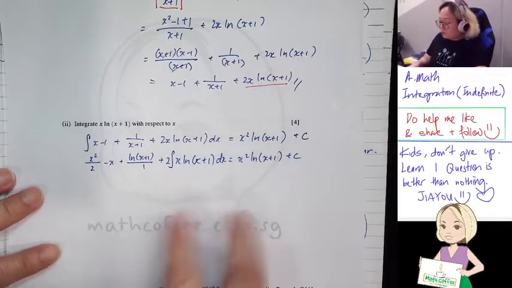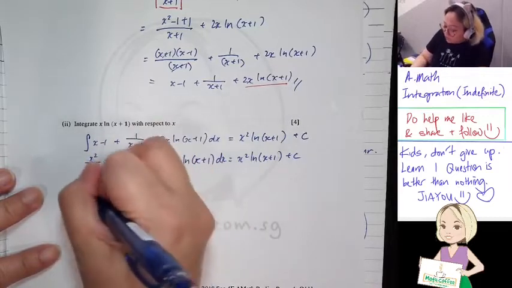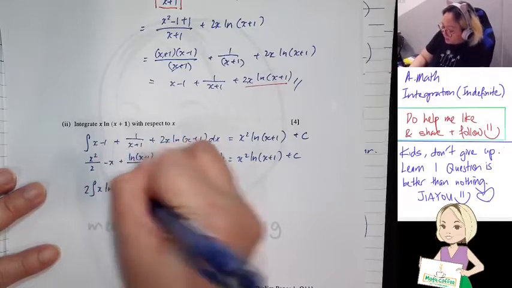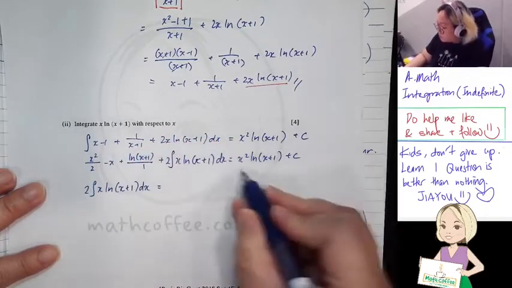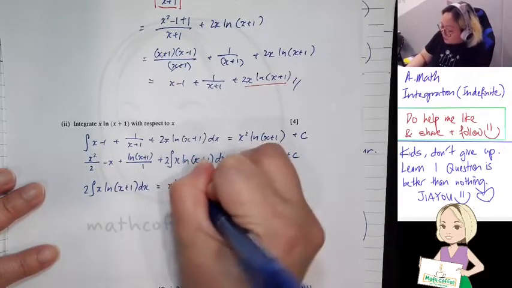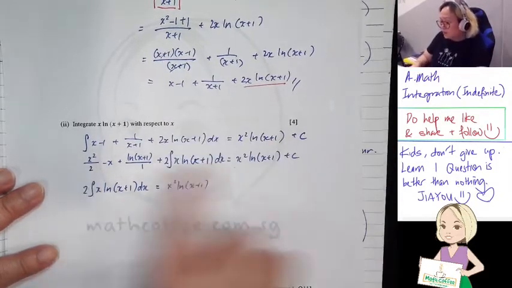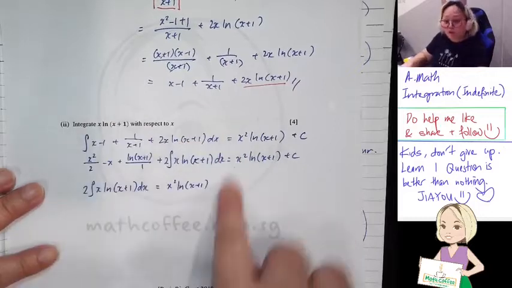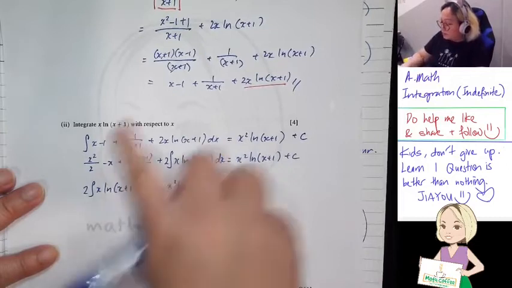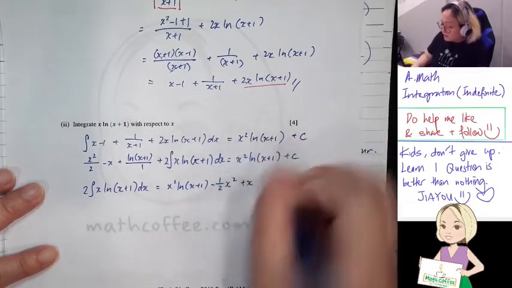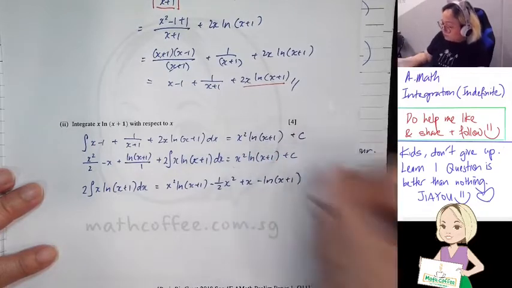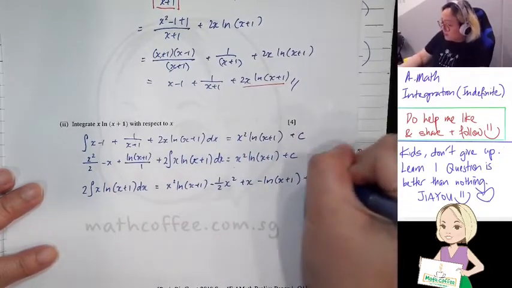Okay, now I'm going to make this one the subject. So it will be integrate 2x ln(x+1) dx is equal to, you can write this first, x squared ln(x+1). This one I'm going to bring over. This is half x squared. So if I bring over, it becomes minus half x squared. Minus x bring over, plus x. This one becomes minus ln(x+1). Okay, and don't forget the plus c.